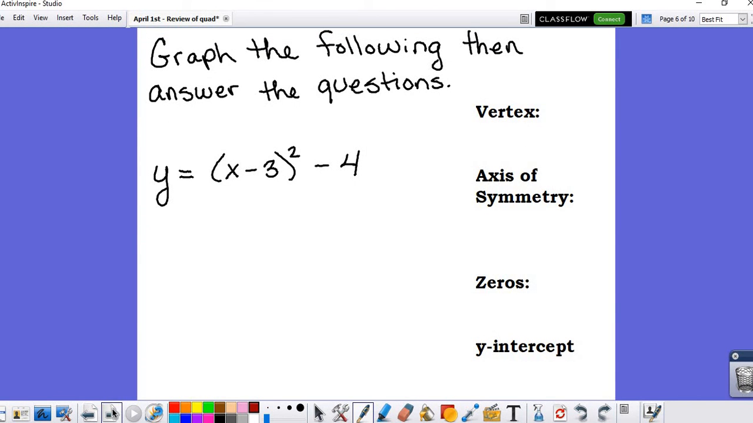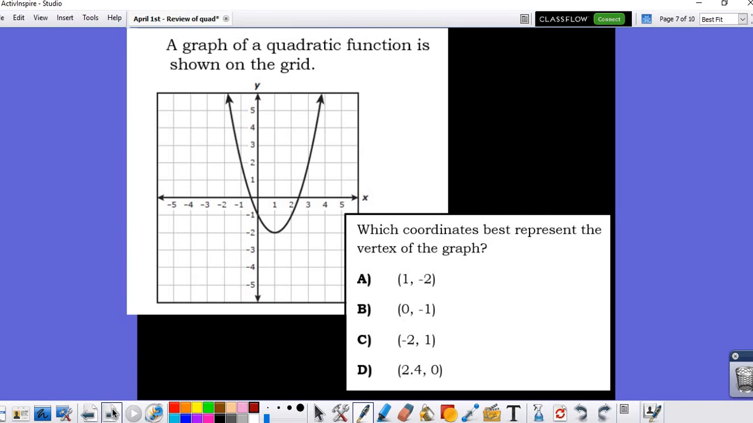All right, I have a few more questions. This one says, a graph of a quadratic function is shown on the grid. Which coordinates best represent the vertex of the graph? Okay, and we've just practiced this a whole bunch. You should be really good at it now. The vertex is the middle point, so it's 1, -2.